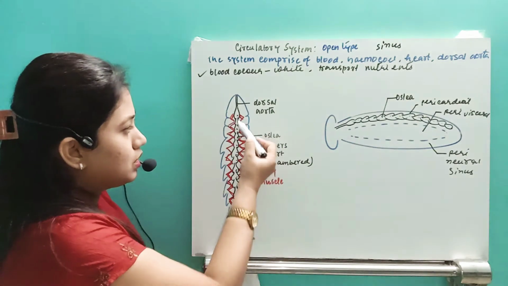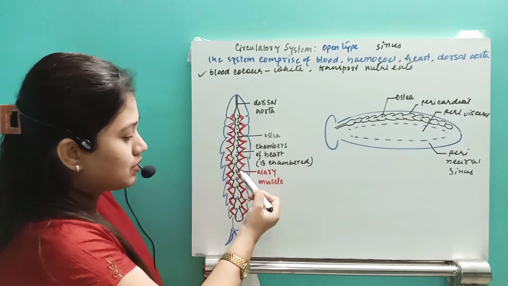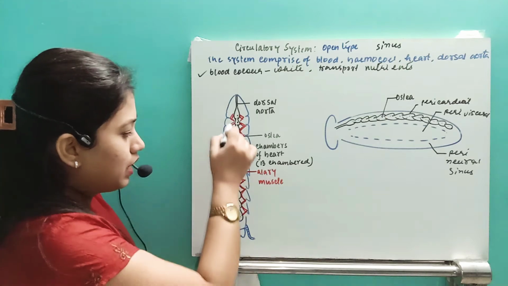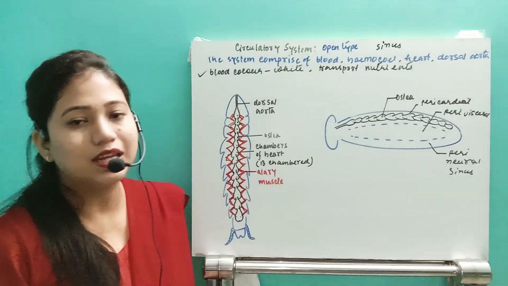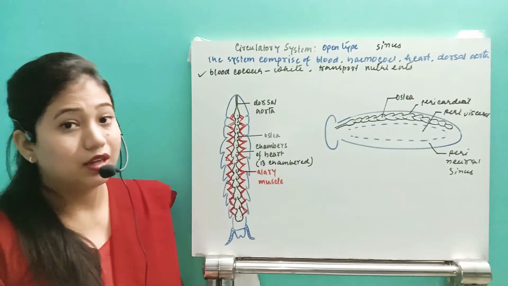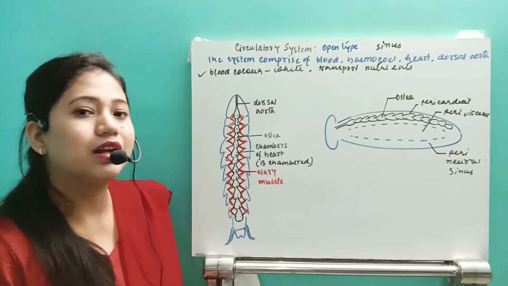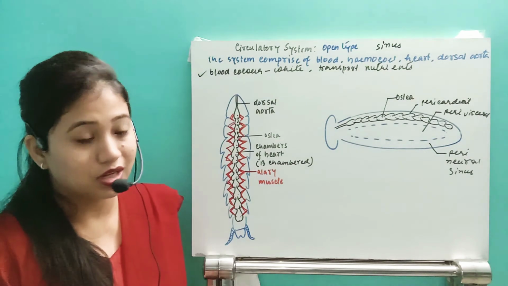Now to the adjacent chambers of the heart, they are going to have one type of muscle, known as the alary muscle. That alary muscle will help in the contraction and the relaxation.